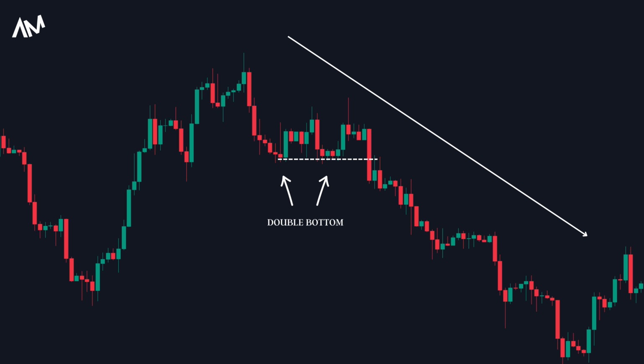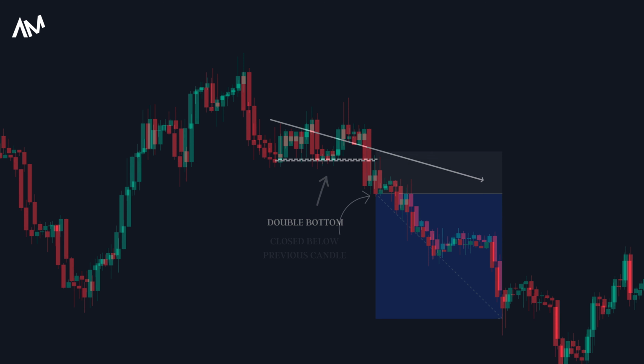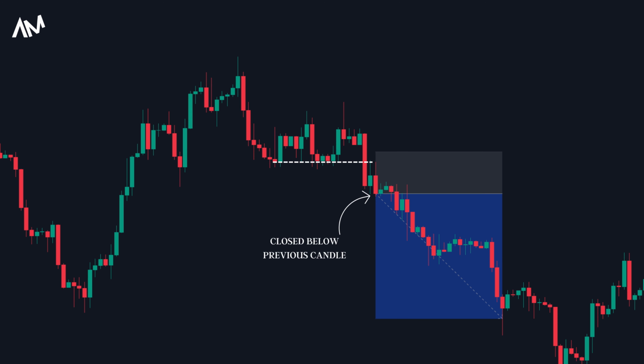Then we will open a short position when the price prints a candle below the lowest point of the previous candle. Then place your stop slightly above the previous wick and target the next demand area.